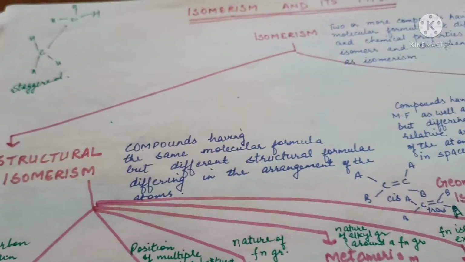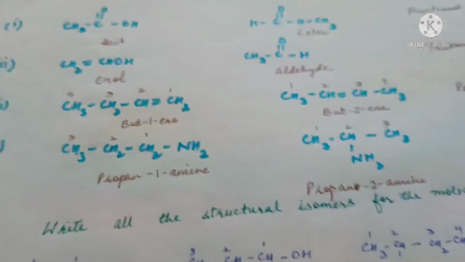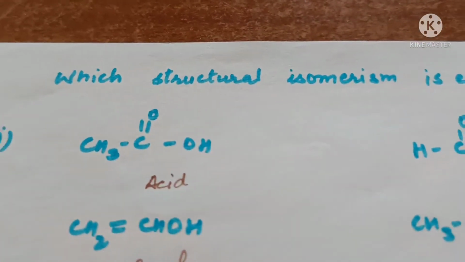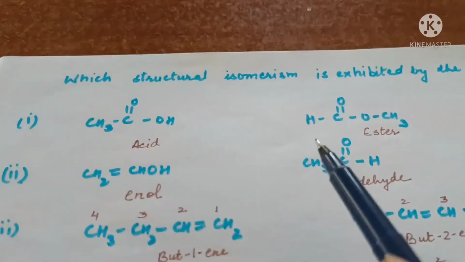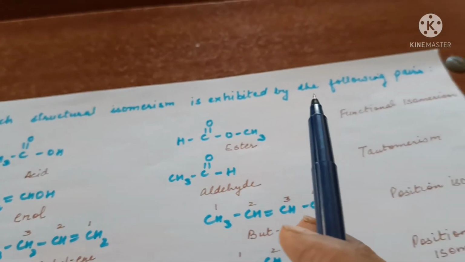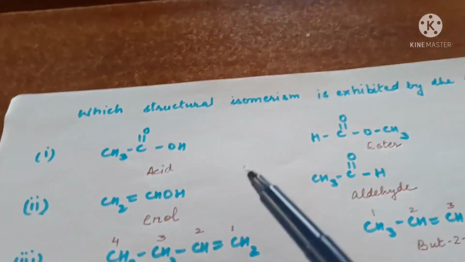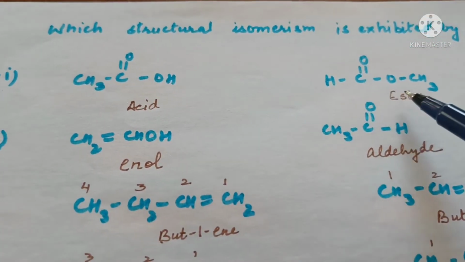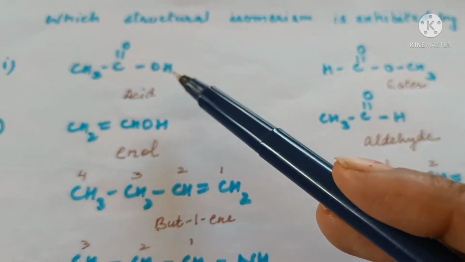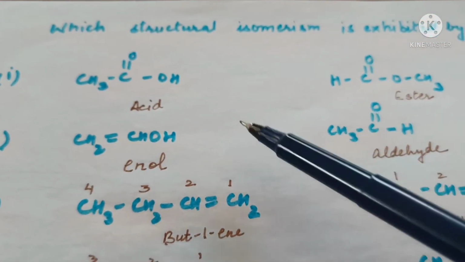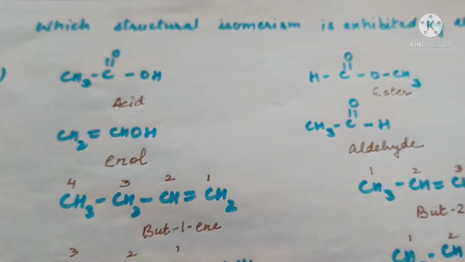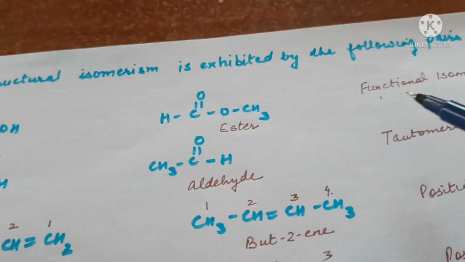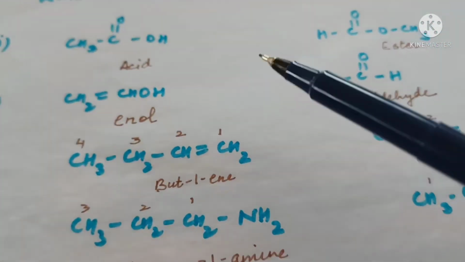Now, based on the information that we have studied in this video, let us solve a few questions. So we are given two compounds. Which structural isomerism is exhibited by the pair? So this is a carboxylic acid, whereas this is an ester. So the functional group is different. Both have the same molecular formula, C2H4O2. So these two are functional isomers of each other, and the phenomenon is functional isomerism.